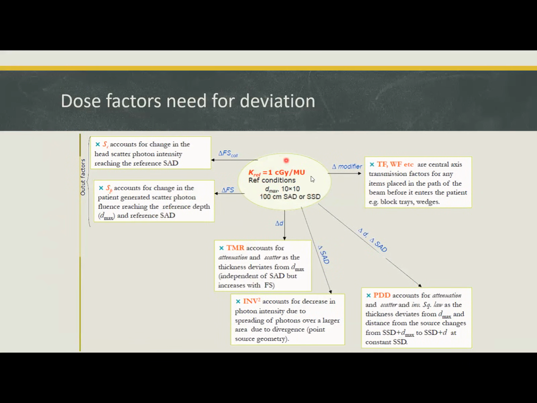So this is what we require. Due to the difference in the depth, TMR will account. For SAD change, the inverse square law could be used. For SSD change, the PDD could be used. And when a modifier is added, wedge factors, transmission factors, and tray factors are incorporated.